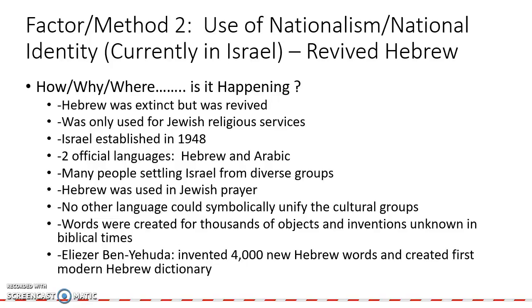The words were created for thousands of objects and inventions unknown in biblical times. So Eliezer Ben Yehuda invented 4,000 new Hebrew words and created the first modern Hebrew dictionary.